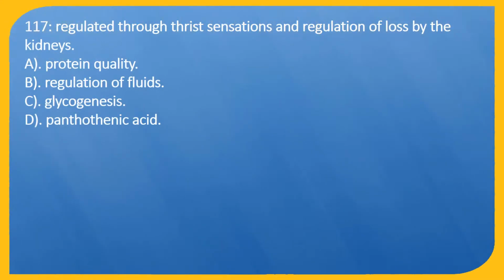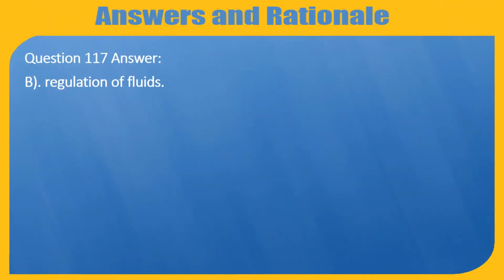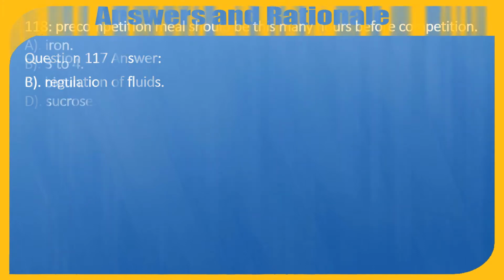Question 117, regulated through thirst sensations and regulation of loss by the kidneys. A. Protein quality. B. Regulation of fluids. C. Glycogenesis. D. Pantothenic acid. Question 117 Answer, B. Regulation of fluids.